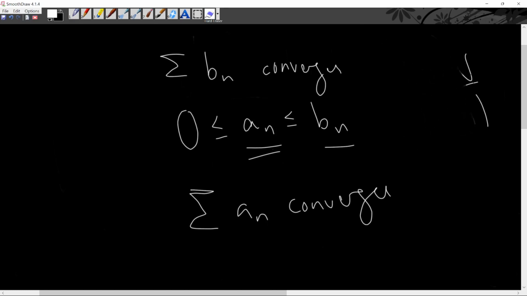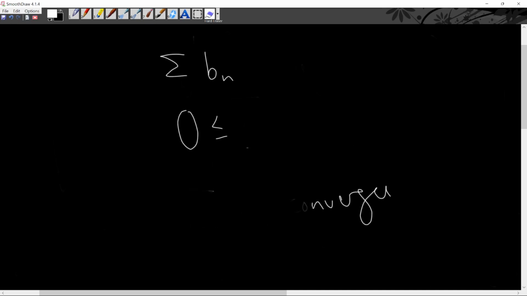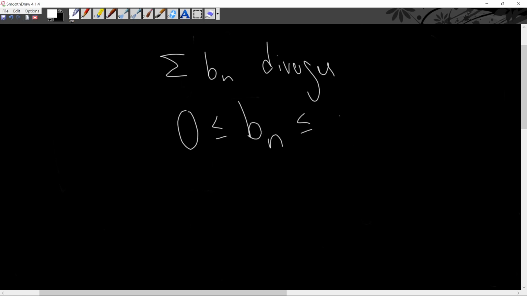And already that probably makes sense intuitively, but we also have a second part to this direct comparison test. If b diverges, so the series b sub n diverges, and 0 is less than b sub n, which is less than or equal to a sub n, then the series a sub n diverges as well. And again, this might seem relatively obvious.